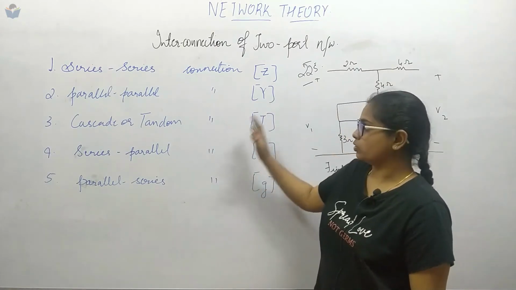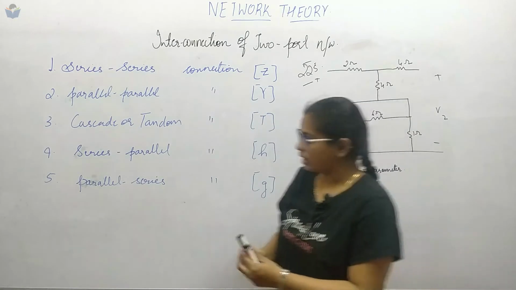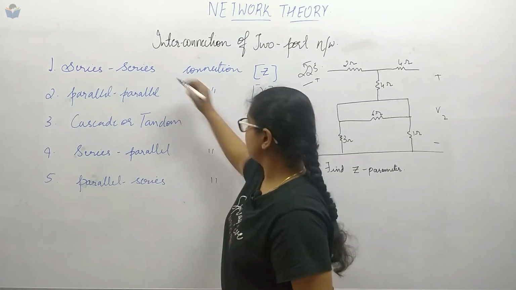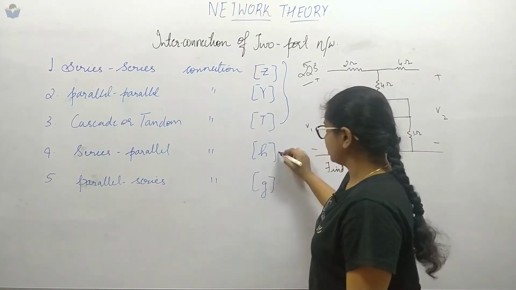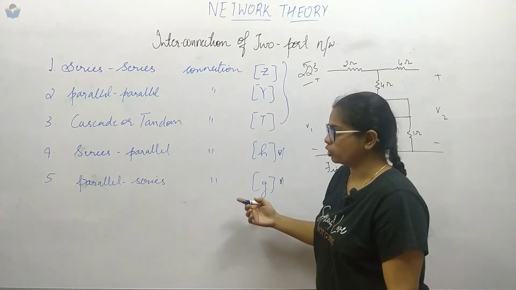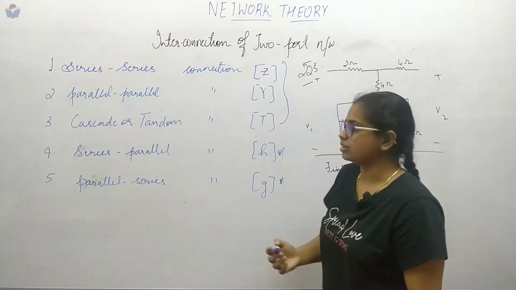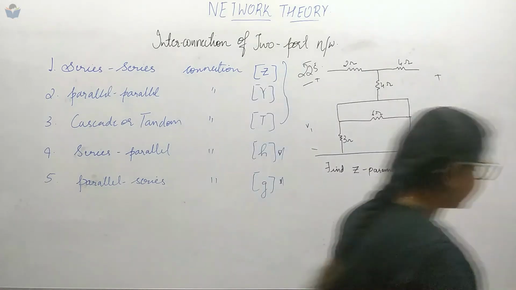Now, after learning this, we will see them one by one, in which the first three are very important. These are the three things which are important from the GATE point of view. For these we will see only the circuit diagrams. We will not solve any questions for series-parallel or parallel-series. Coming to the first one, series connection.